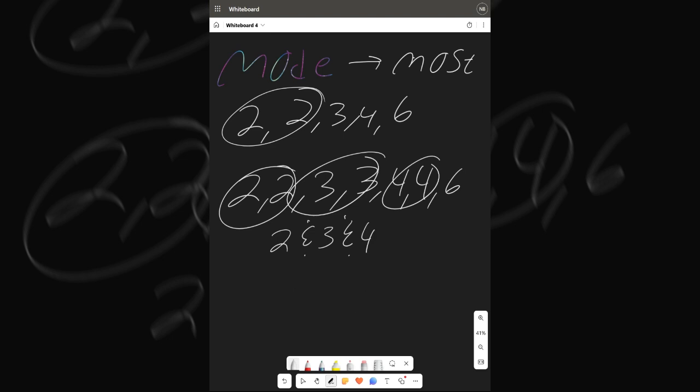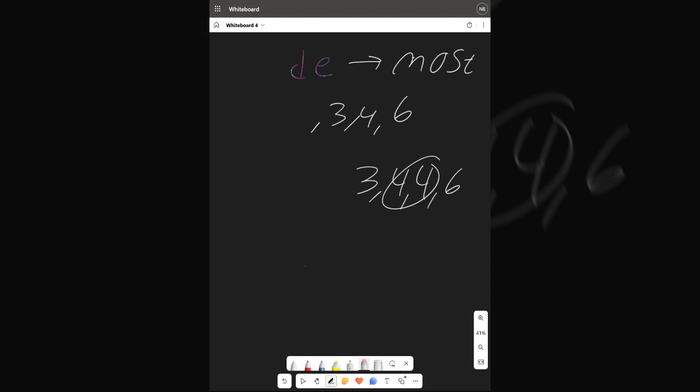Finally, let's say everything appears the exact same number of times. So something like this, right? Well, nothing here appears more than once, so there is no mode. So find the thing that appears the most. If there's ties, everything that is tied for first place is the mode. And if there is no mode, there is no mode. If everything is the exact same, there is no mode.